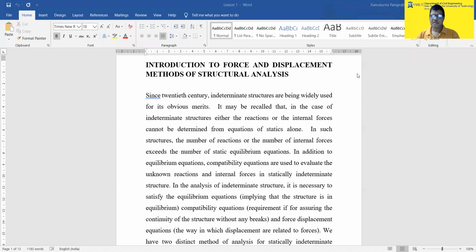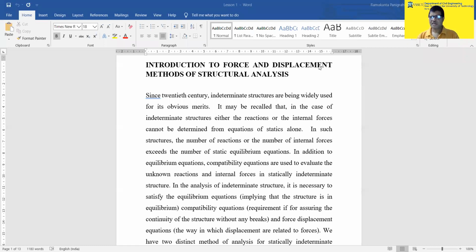Hello students, we'll start this first class on structural analysis 2. In the first class we'll discuss the introduction to force and displacement methods of structural analysis.